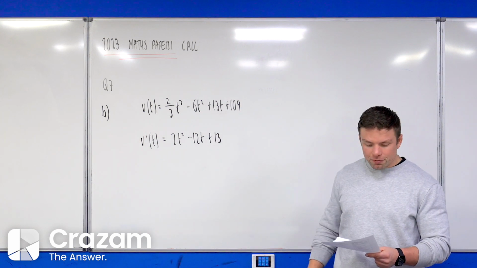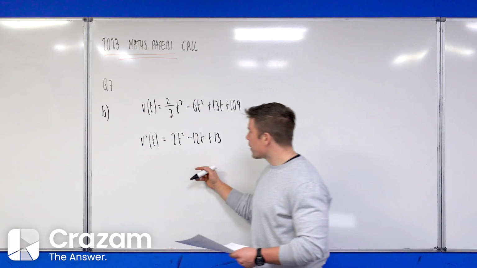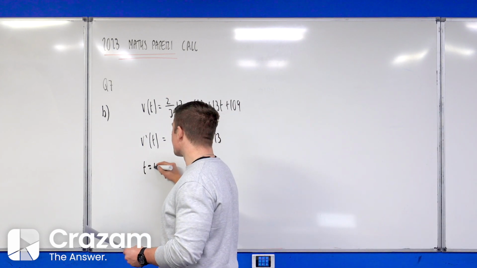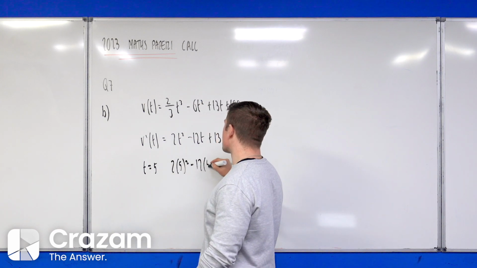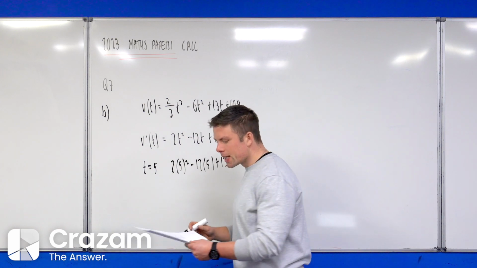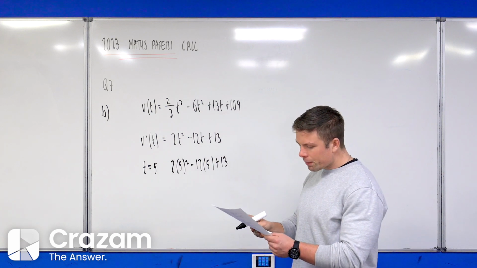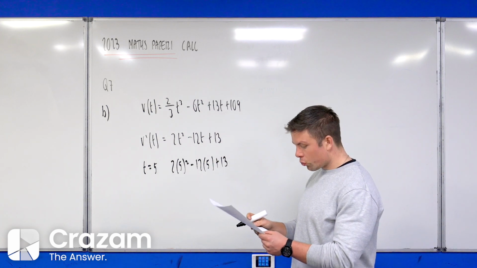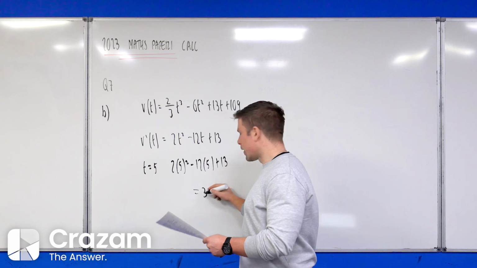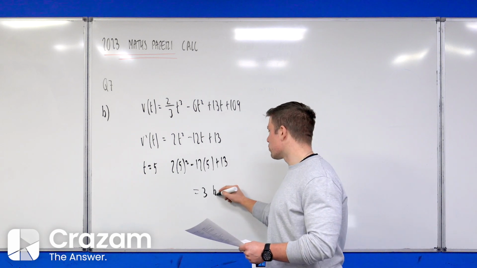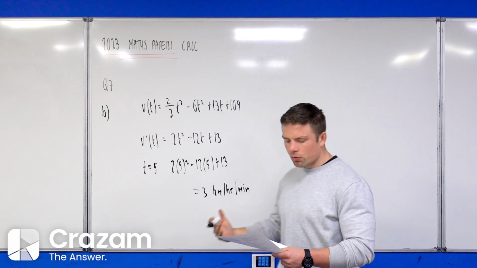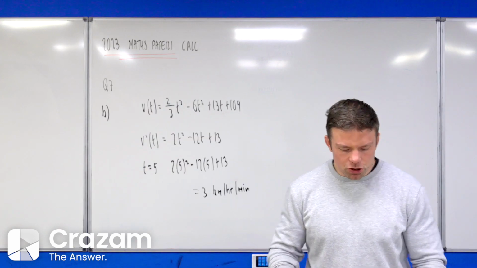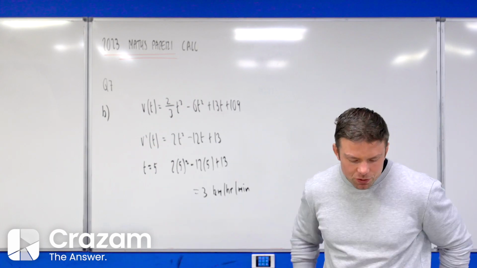But they said do it after 5 minutes. So if we now sub in t equals 5, we've got 2 times 5 squared minus 12 times 5 plus 13. And we stick that into the calculator. That gives us 3. Cool. And don't forget your unit, which they literally told you was kilometers per hour per minute. So there we go. You could write it slightly differently for the unit there, but make sure you do write it. That gives you 10 marks.